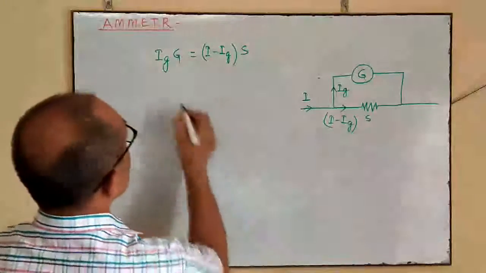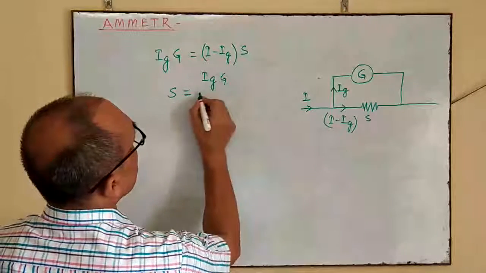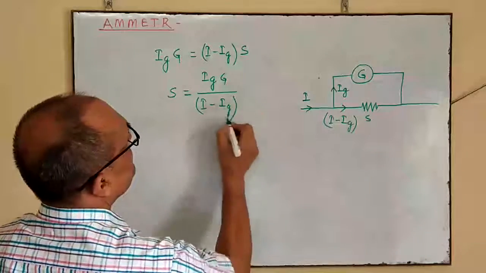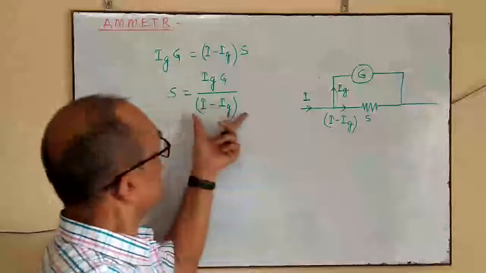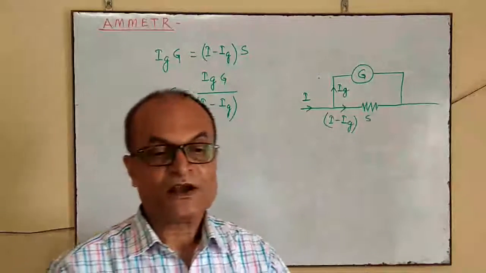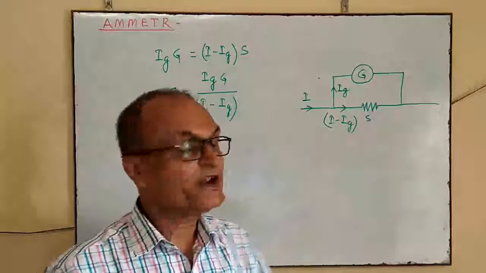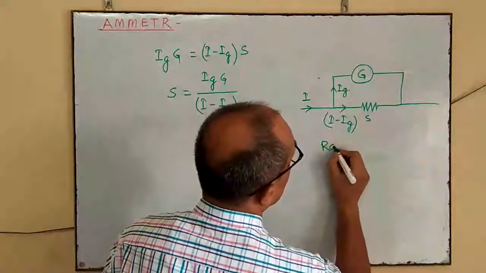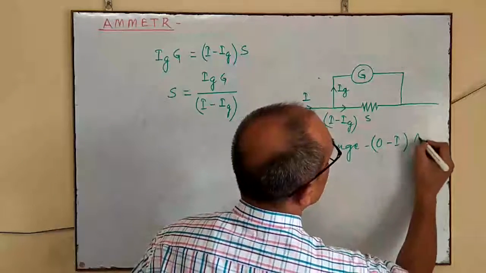So the value of S will be equal to Ig G by I minus Ig. So this is the required value of shunt resistance to convert a galvanometer into an ammeter, whose range is 0 to I ampere.